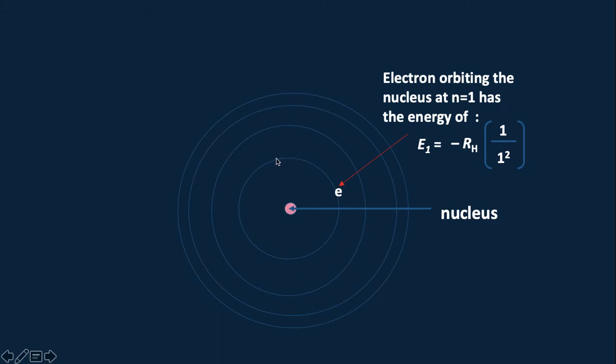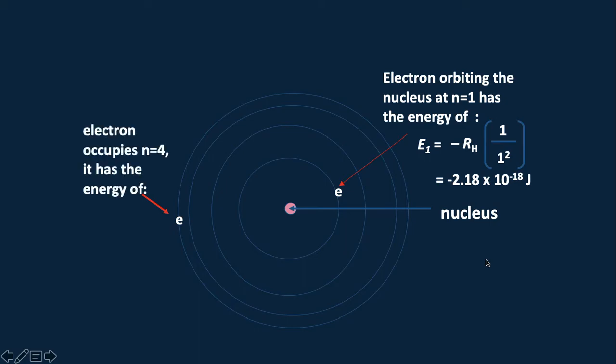So this is the shell or the orbit, n equal to 1, the nearest to the nucleus. You can substitute E1 equal to negative RH 1 over n squared. Your n is 1, so 1 over 1 squared. RH is 2.18 times 10 to the power of negative 18. So your E1 is negative 2.18 times 10 to the power of negative 18.